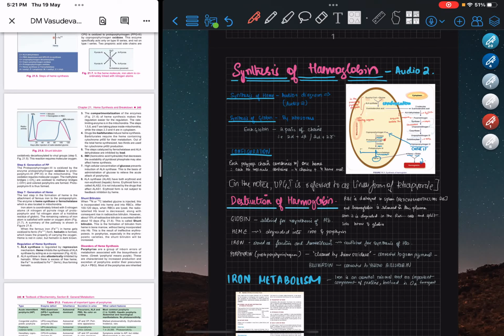So in this video I'm going to talk about the synthesis of heme, but I'm using my hemoglobin notes for it because we see synthesis of heme in hemoglobin, that is in physiology, as well as in biochemistry. I also have the Vasudevan PDF here, so I don't miss any point while going through this topic. So we are doing biosynthesis of heme.